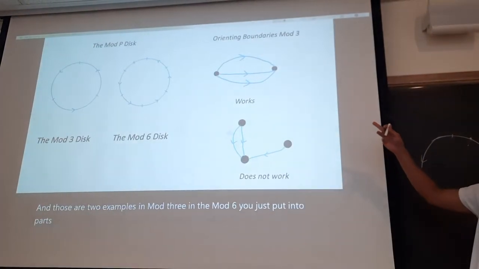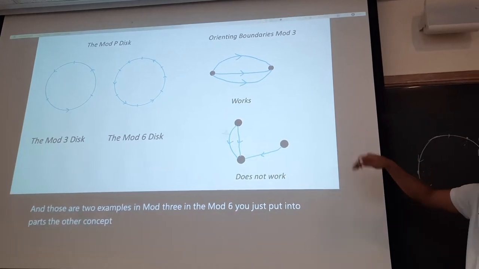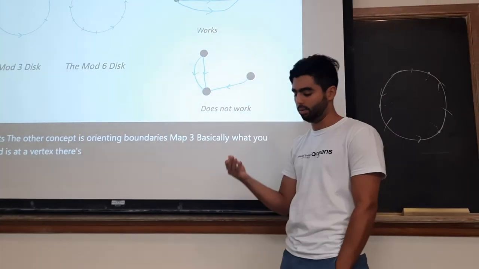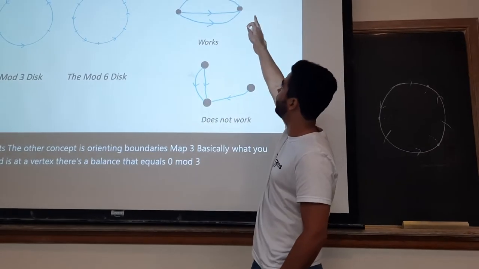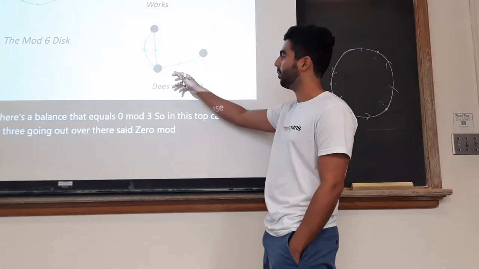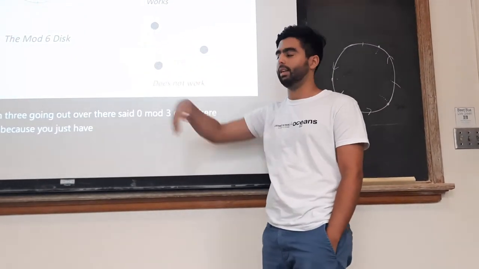The other concept is orienting boundaries, mod 3. Basically, what you need is at a vertex, there's a balance that equals 0 mod 3. So in this top case, you have 3 going in, 3 going out over there, so like 0 mod 3. Down here, this does not work because you just have 1 going out, so that is not 0 mod 3.